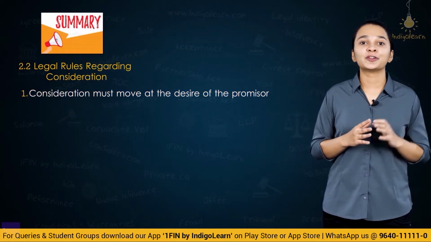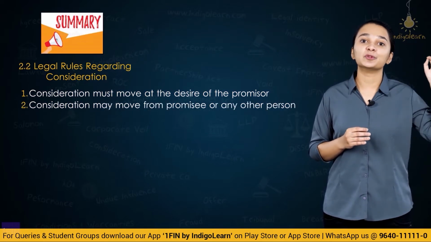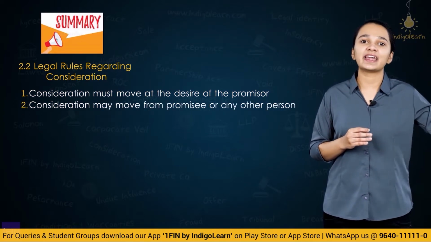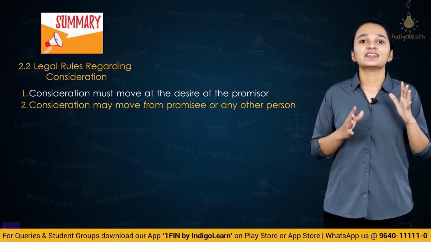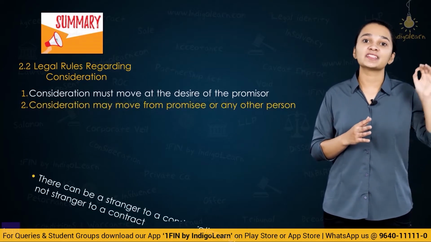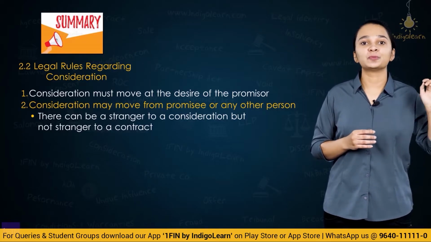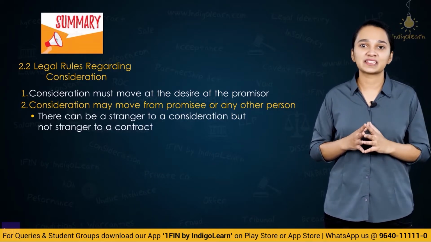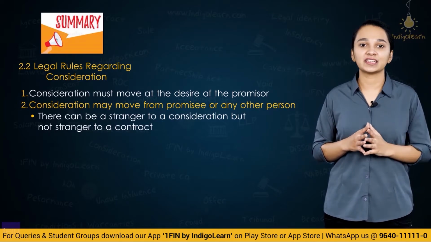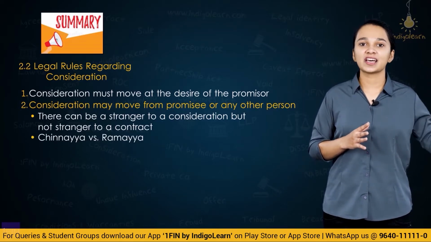The next rule was consideration may move from the promisee or any other person. So it is not necessary that the performance has to be done only by the promisee. Any other person may also do the performance on behalf of the promisee. And the case law which we have seen here was Chinnaya versus Ramaya.